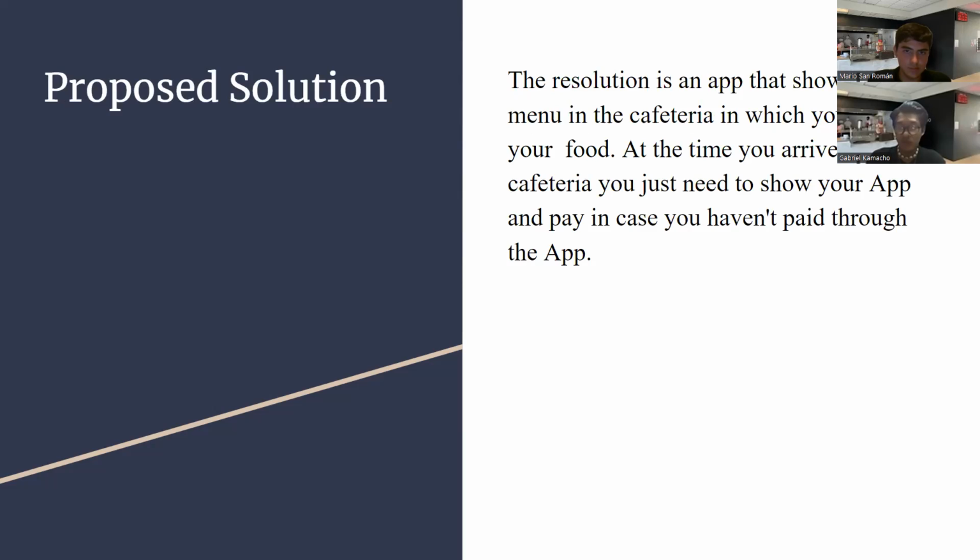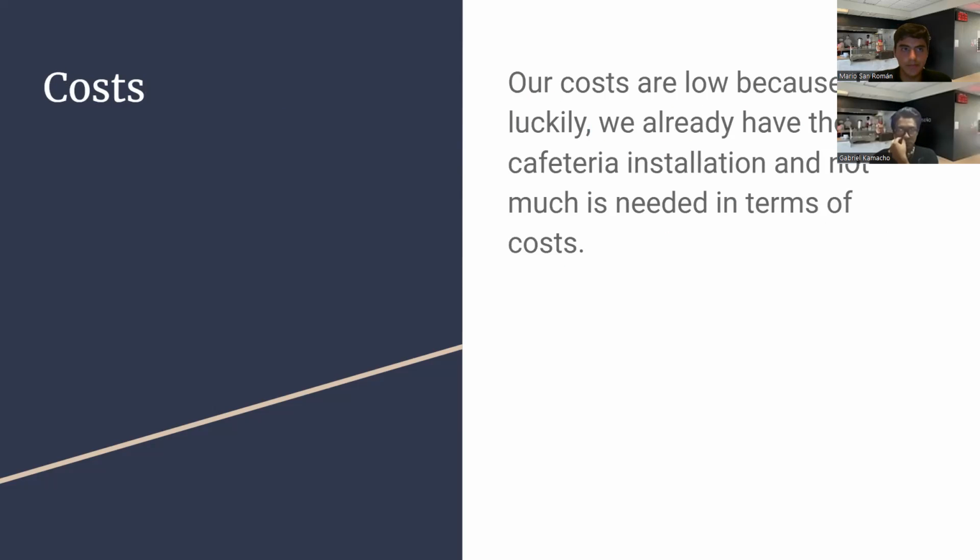The solution to achieve this is an app that we call Code, which will show you the menu of the cafeteria, where you can order before you go to the cafeteria. When you arrive there, you only pay in case you haven't paid through the app, and then the personnel will give you your order. Luckily, the costs are very low because the cafeteria and the infrastructure are already there. We only need to add our code and the packages where the food will be delivered.